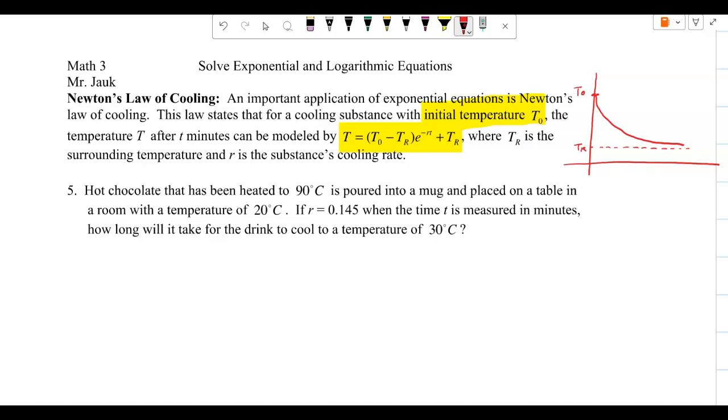Okay, so you don't have to worry about that. Now you have to use this in part 5. You don't have to learn it, they'll give it to you as information. So you have to recognize your T naught, TR and all that, and R is the cooling rate.